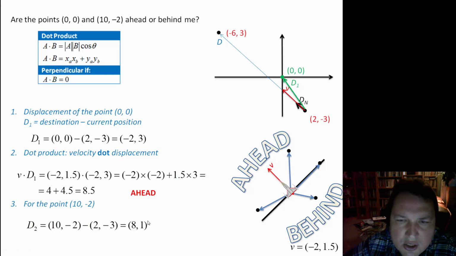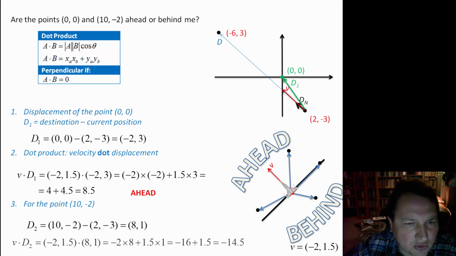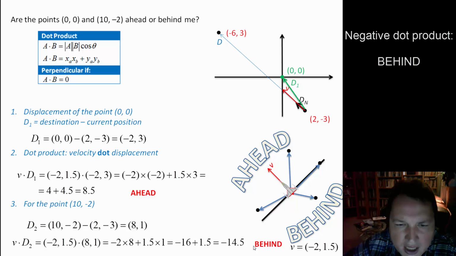These are coordinates of the displacement vector of the second point, and the calculation for the dot product is here. The result is a negative number, minus 14.5, so the point is behind me. You can take any other point and repeat this calculation just for yourself.